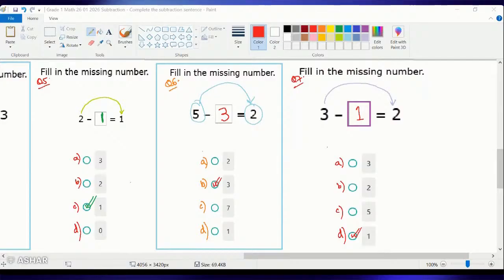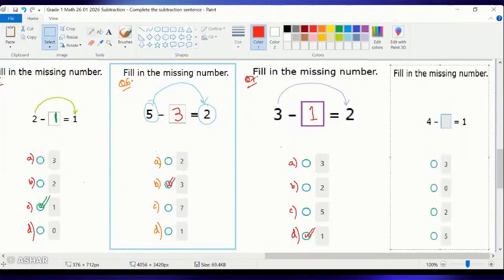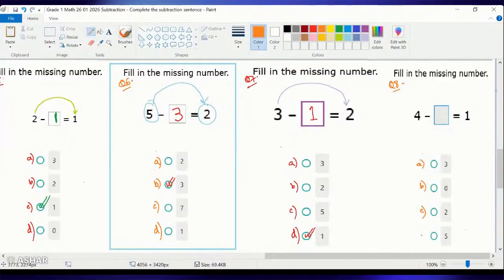Question number 8. It says 4 minus something equals 1. I'll just copy it on the screen. Let's do it over here. Right, we'll save some space. Question number 8 states that 4 minus something should be equal to 1. The options given are A, B, C, and D.